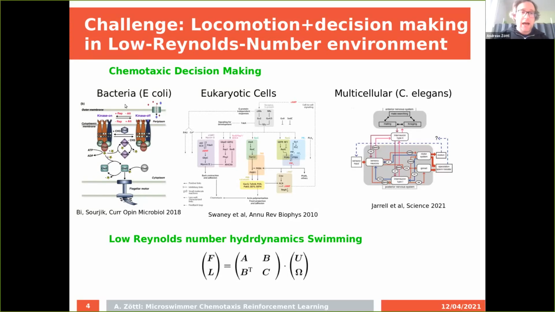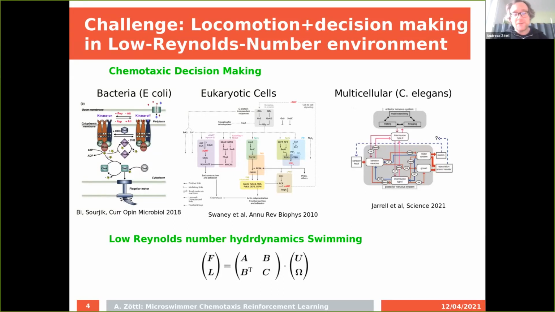For example, E. coli bacteria have some sensors in the membrane. Then they have some internal machinery with feedback loops, where eventually there is a decision about whether the flagellar motor attached to the cell body should go in the clockwise or anti-clockwise direction. In this sense, the input through the sensing is coupled through the signaling towards the output of the swimmer.